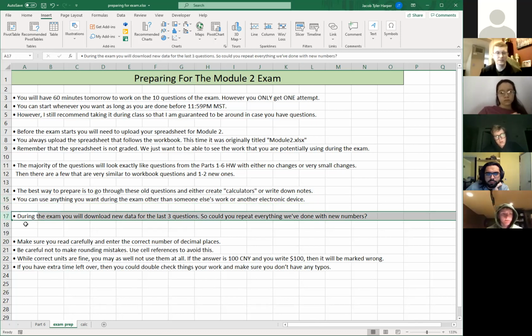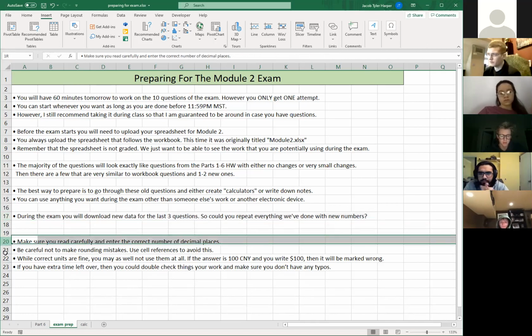On this exam, this is not necessarily true for every exam, but it is true for the exam tomorrow. You're going to download a new spreadsheet for the last 3 questions. So during the exam, there's a link where you download a new spreadsheet. So you want to make sure you can repeat any of this stuff that we've done with new numbers. Like if there's a new exchange rate with a new set of units, could you do that during the exam? And if there's a new column of values, could you create a new graph during the exam? Those are the things you want to be able to do if and when we give you a new set of data during the exam.